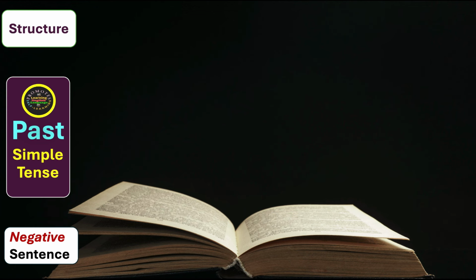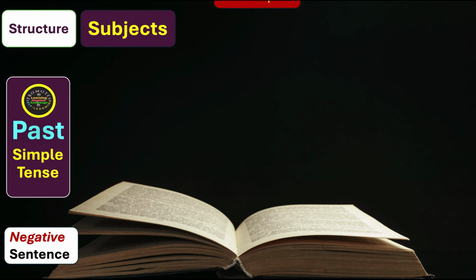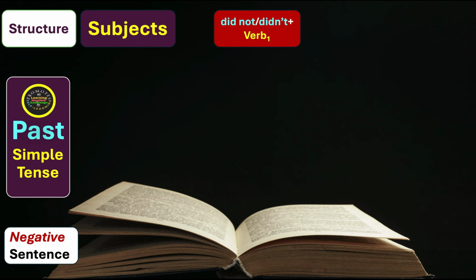Now we move on to the next structure of past simple tense in the negative form of a sentence. And as we know, we have the subjects, but in the negative form we use did not. The short form is didn't, and then the first form of the verb. We cannot use the second form of the verb two times because already we have changed do into did. So no need to use the second form of the verb again.